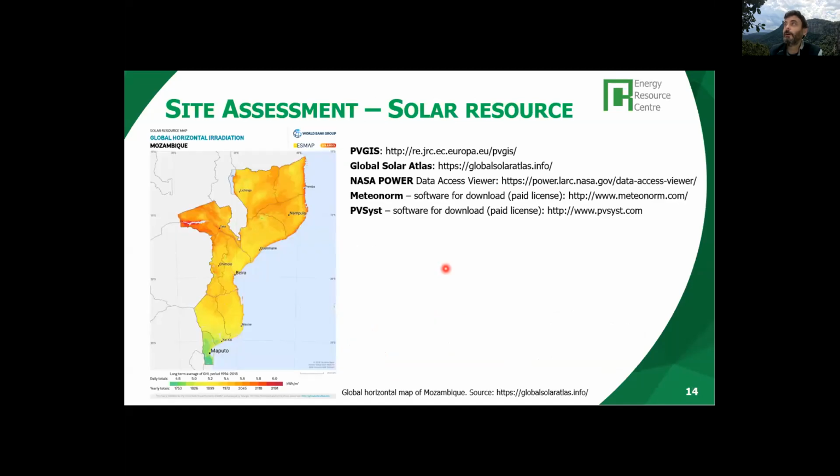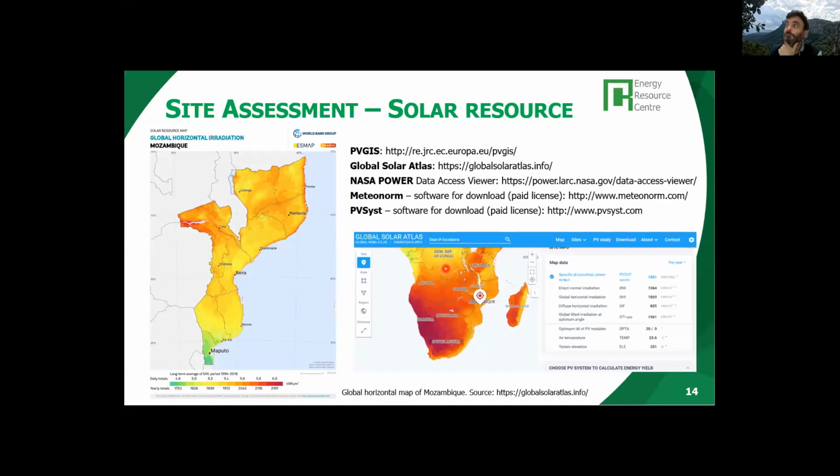For instance, this map from SolarGIS, we have seen it several times in this course already, and this is just to refresh some of the satellite databases that are available. The first three of them are public. Meteonorm and PVSyst, you have to have a license for that. And the Global Solar Atlas, for instance, is very useful. We will get data on solar resource.